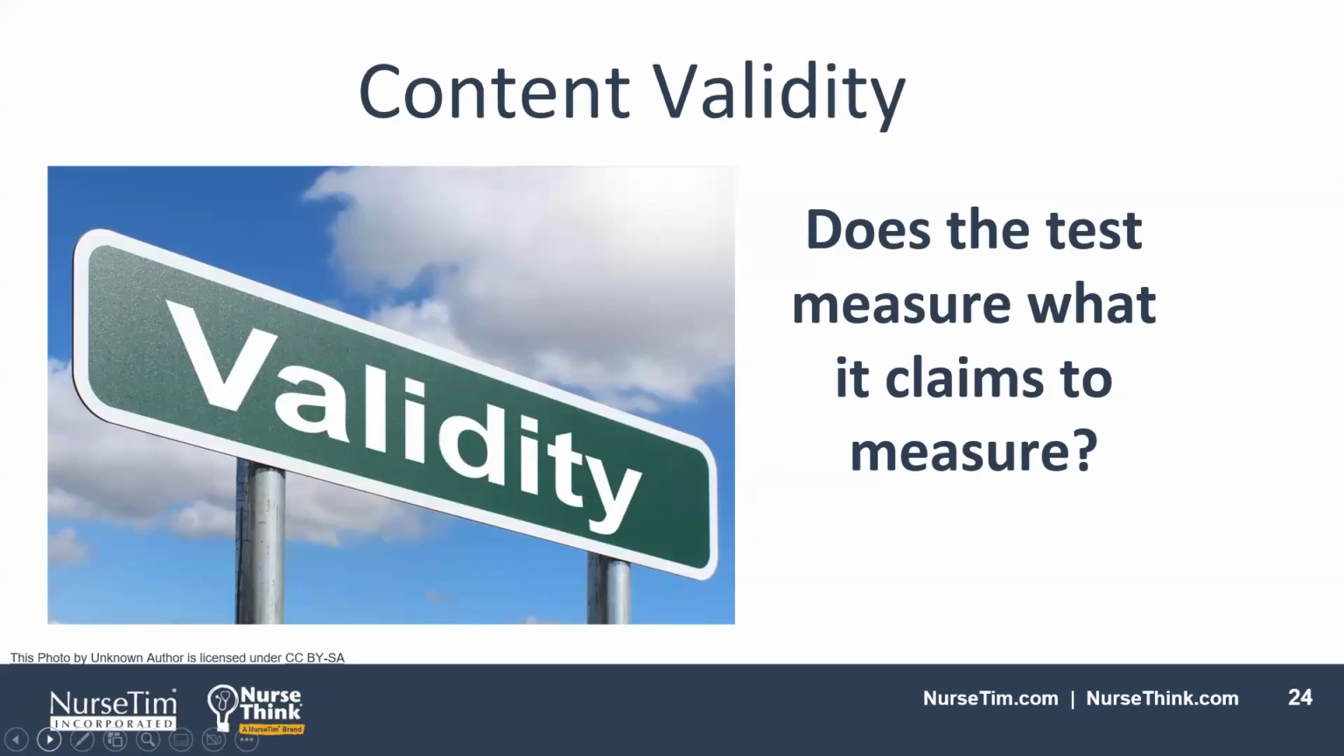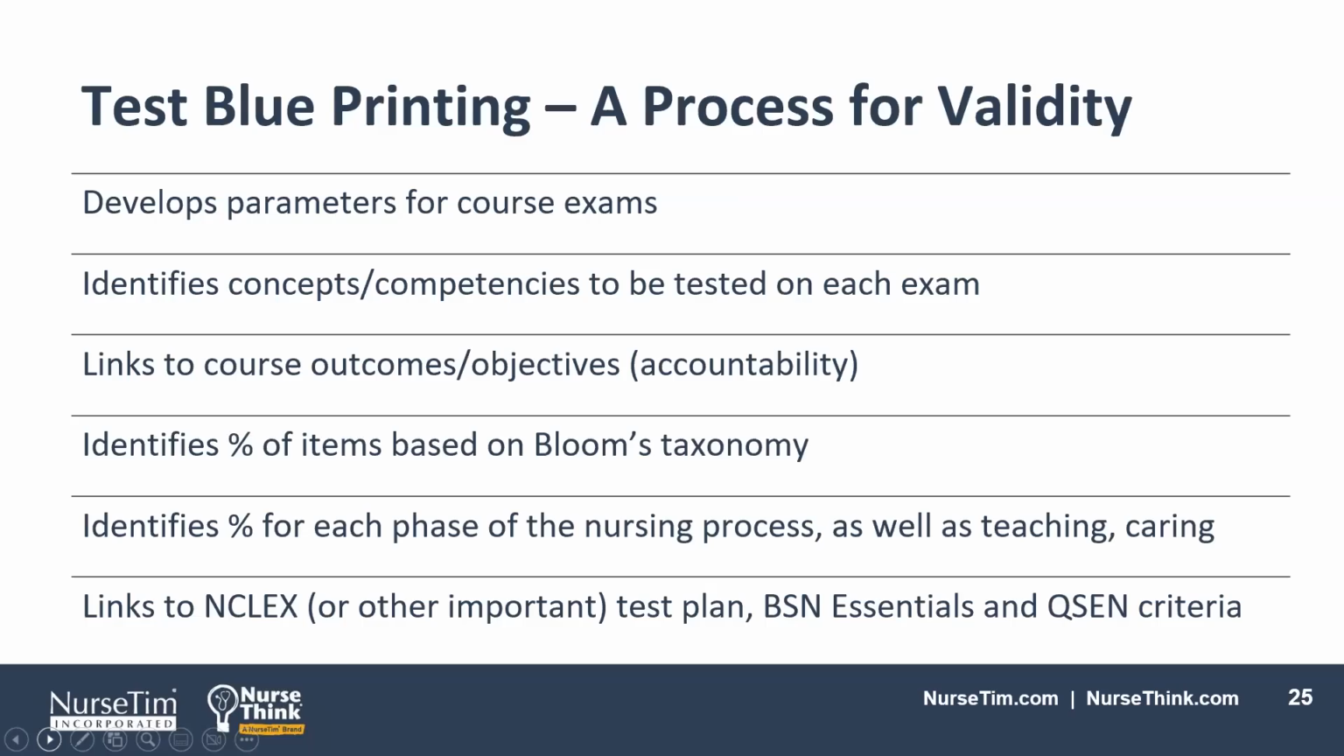Let's talk for a moment about content validity. Content validity is: does the test measure what it claims to measure? And again, Karen will expand on this a little bit more later today, but I did want to bring up the fact that our test blueprinting is one of the processes we use for validity because we develop those parameters for the exam. Then we have identified on our planning sheet, on our blueprint sheet, the concepts or the competencies, your unit outcomes, whatever outline criteria you're using to teach that unit of study, and we're using that to plan the exam. So it's being linked to those outcomes and objectives.